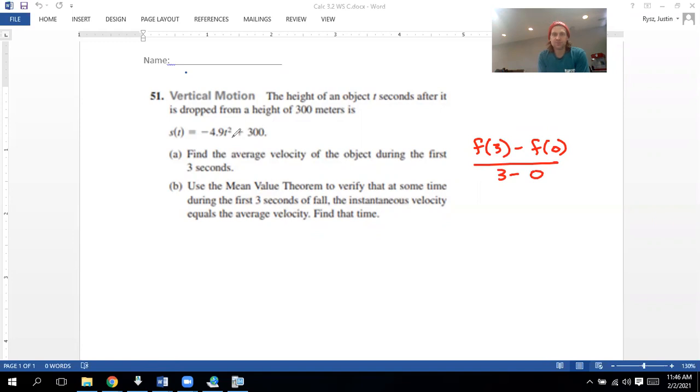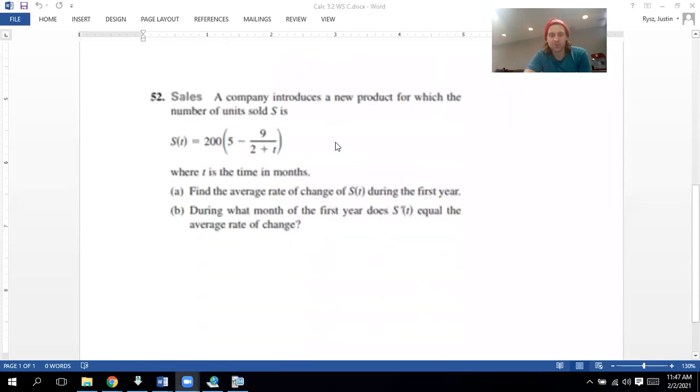All right, then use the mean value theorem to verify that sometime. So what you're going to do for part B is take the derivative of this equation, which is pretty easy, and set it equal to whatever this answer is. You'll solve for it, and remember, you can always double check your answers here on Canvas. So if you want to make sure you did the first part right, do that, and then do part B. All right, what about the next problem? What to do to help you out here?